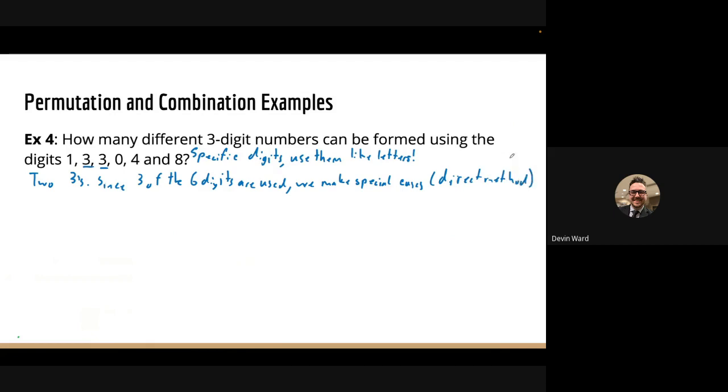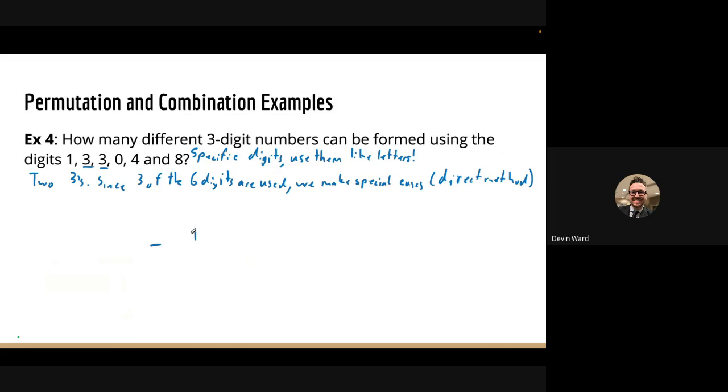So we're going to use these like letters, like we're almost building a word, but that word is just a 3-digit number. And we're going to look specifically at our threes. These are going to be the key factor. Because if there are no restrictions at all, if these were all 6 different digits, we could just go, we have 6 options, then 5 options, then 4 options. But because there's 2 threes, we need to make special cases.